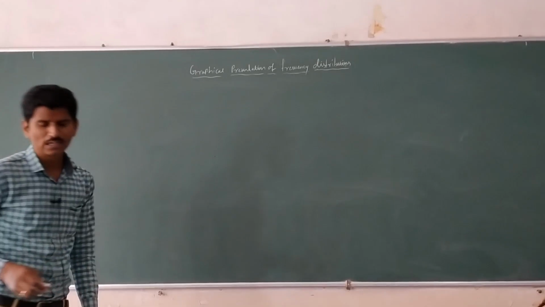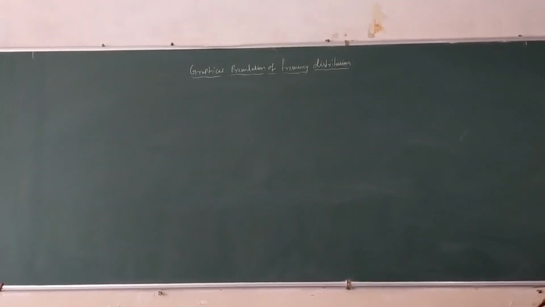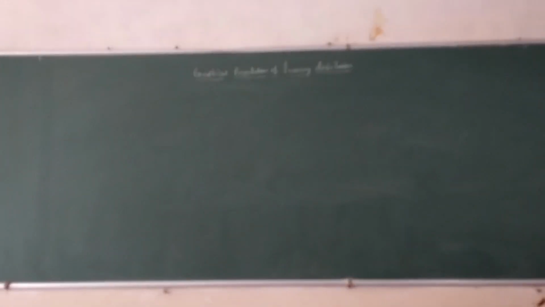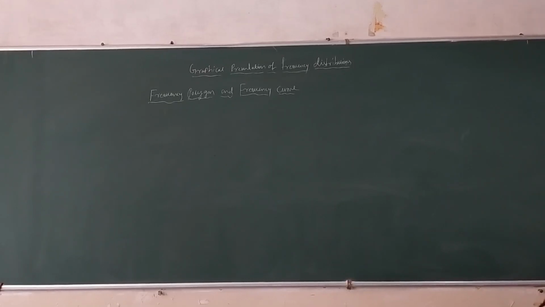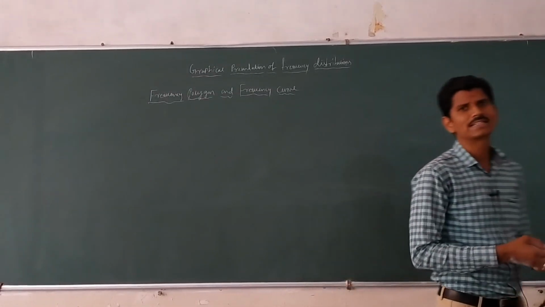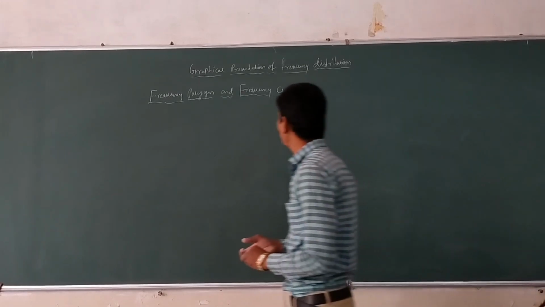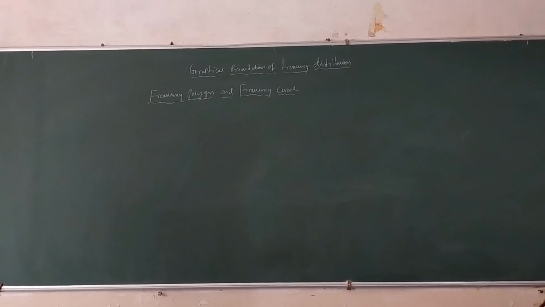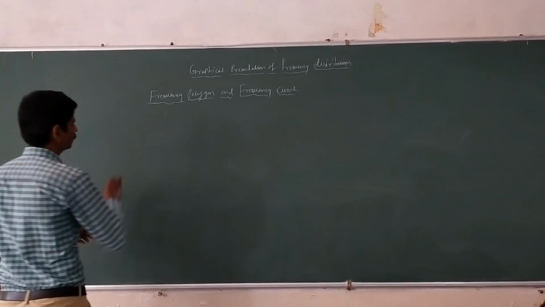The second one is the frequency polygon, and the third one is the frequency curve. What is a frequency polygon and what is a frequency curve? A histogram is a graphical representation of a frequency distribution. Then what is the frequency polygon? A frequency polygon is obtained by joining these points by straight lines.